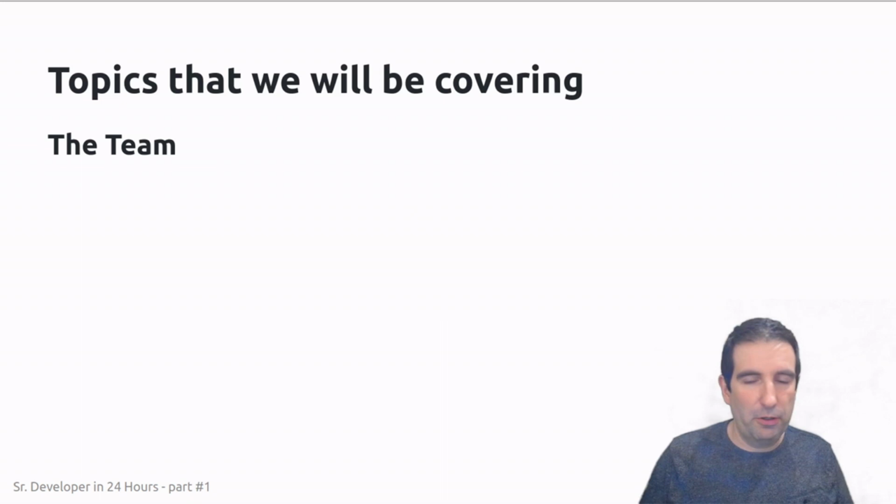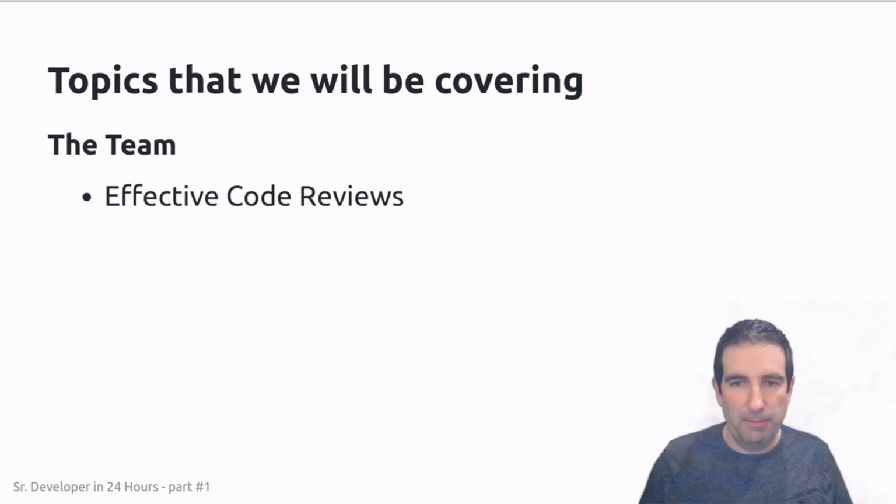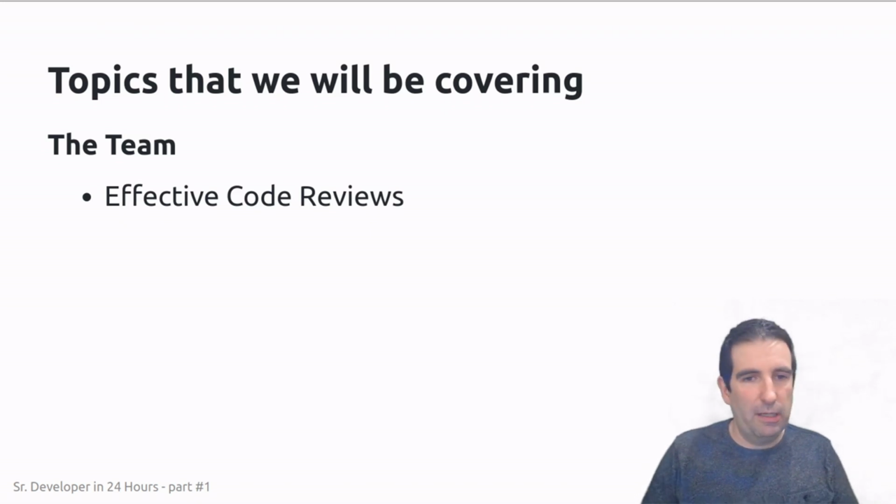Finally, we are going to be talking about the team. Again, a senior developer tends to be a force multiplier when they are in a development team. So it makes a lot of sense to talk about how we can become that force multiplier. And the first thing we're going to talk about is effective code reviews. How can we make sure that code reviews are beneficial not only for the code base, but for the team?